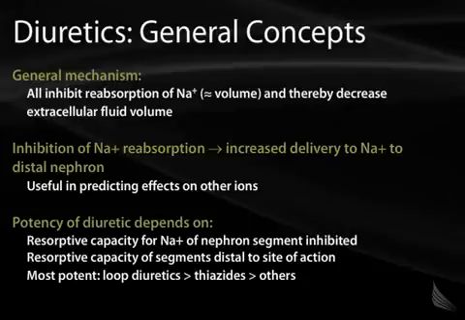The potency of a diuretic depends on the following: the resorptive capacity of sodium for the nephron segment inhibited, and the resorptive capacity of segments distal to the site of action. Based on this, one would expect that proximal tubule diuretics would be the most potent. However, because of the segments distal to the proximal tubule and their high reabsorptive capacity, loop diuretics are actually the most potent diuretics, followed by thiazide diuretics. All other diuretics are less potent and often more used for specific clinical indications.